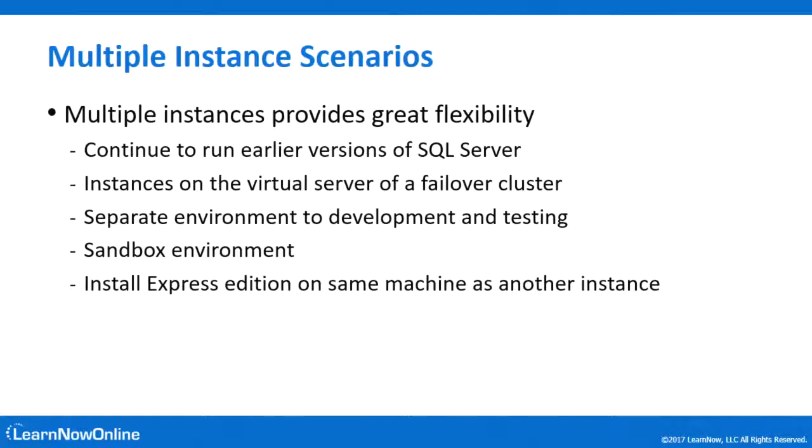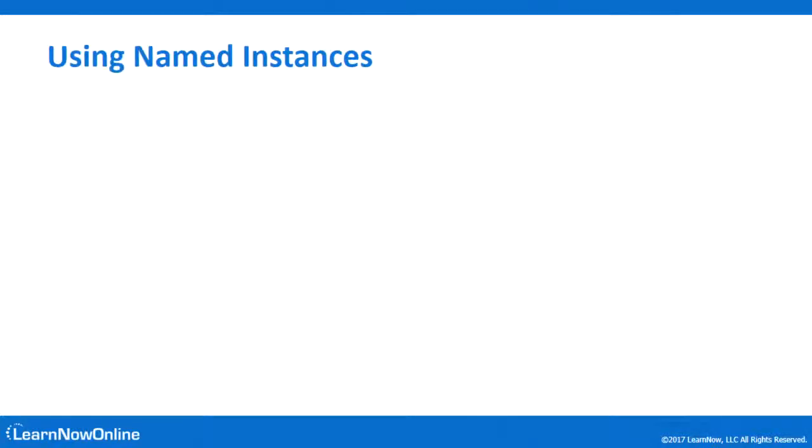Okay, so multiple instances are pretty good, but the principal drawbacks of multiple instances are that administration becomes more complex, and multiple instances consume more resources than a single installation. But it can be very convenient to have those multiple instances on a single machine. Now, there are a few more things to talk about when using named instances.